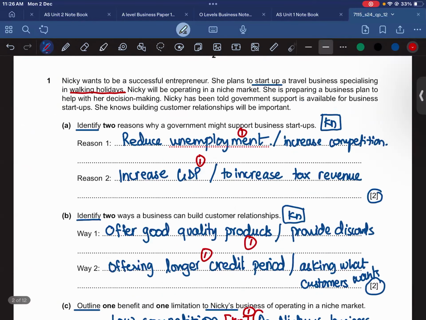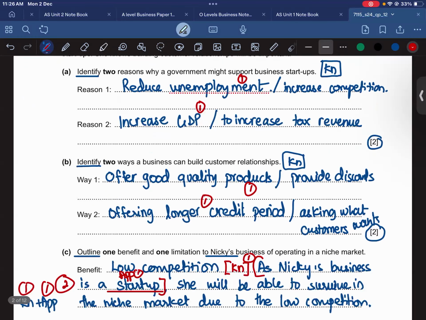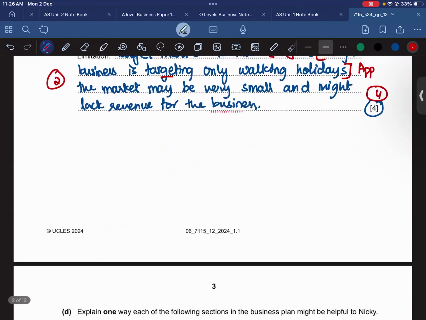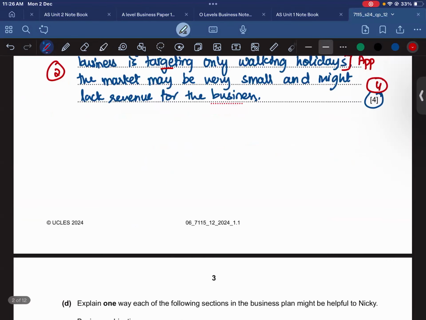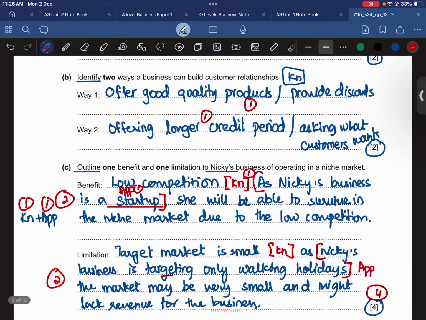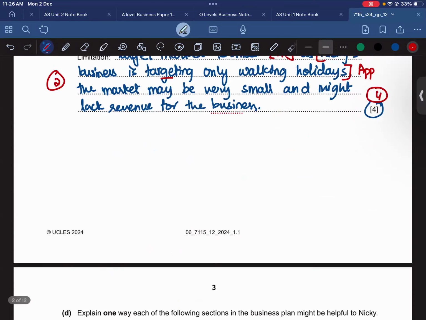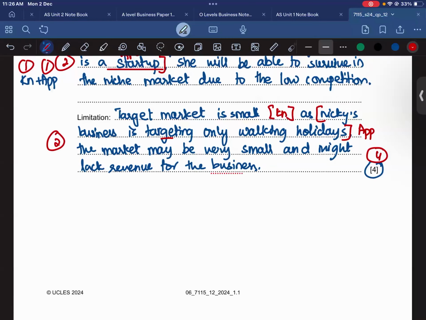So working holidays is given in the case study. I have used it for my application and explaining my knowledge point clearly that how target market is small, and I have explained it by using the link to the case study. So this is how you answer the 4 marker questions. Basically, you need to write knowledge plus application, and application must be explaining the knowledge point.